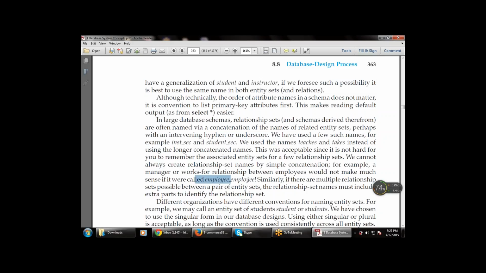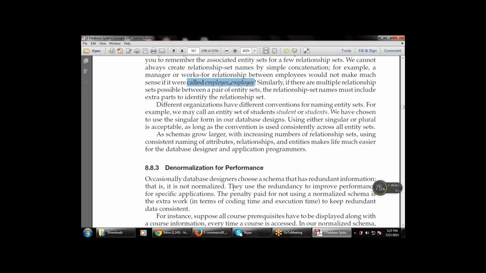For example, a manager or works-for relationship between employees would not make much sense if we call it involve employee and the employee relationship. Now, denormalization for performance. There are some conditions in which we have to denormalize the database, denormalize the relation schemas, for performance purposes.